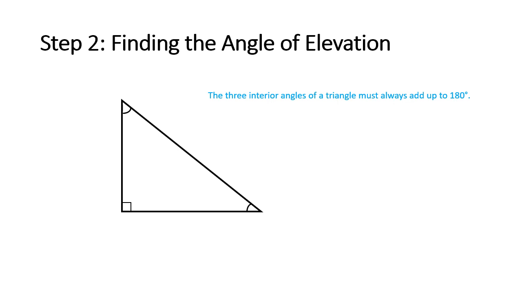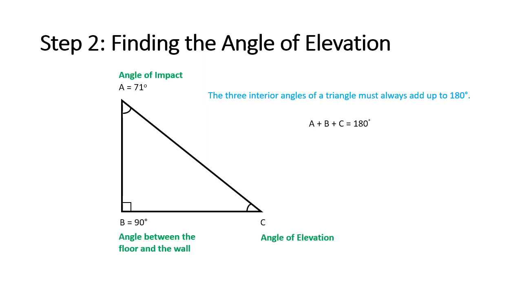Finding the angle of elevation is relatively easy. Remember, the three interior angles of a triangle must always add up to 180 degrees. In other words, angle A plus angle B plus angle C is equal to 180 degrees. Well, we already know the angle of impact, and that angle of impact we've already calculated to be 71 degrees. The angle B is going to be 90 degrees, and that's the angle between the floor and the wall.